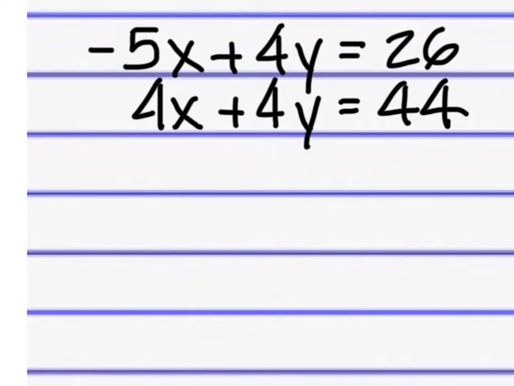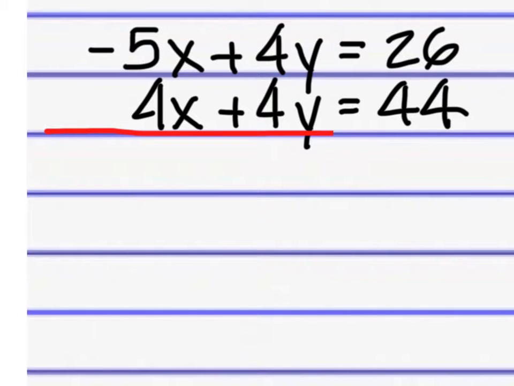Where do I go first on this problem? If you're thinking about multiplying this by 4 and this by 5, then you've skipped over this. You have two 4y's, so you can cancel the y's. There's no need to eliminate the x's.